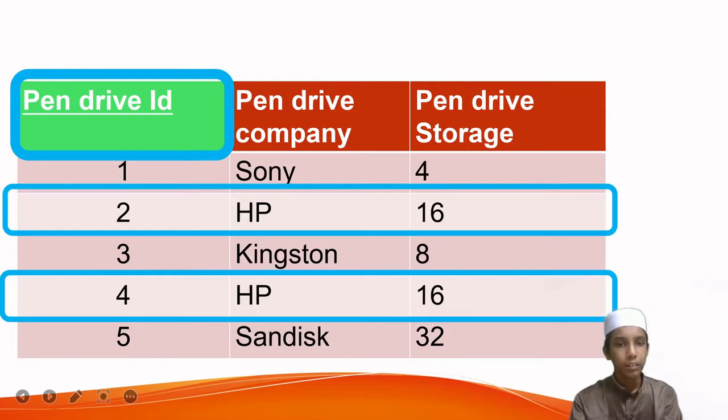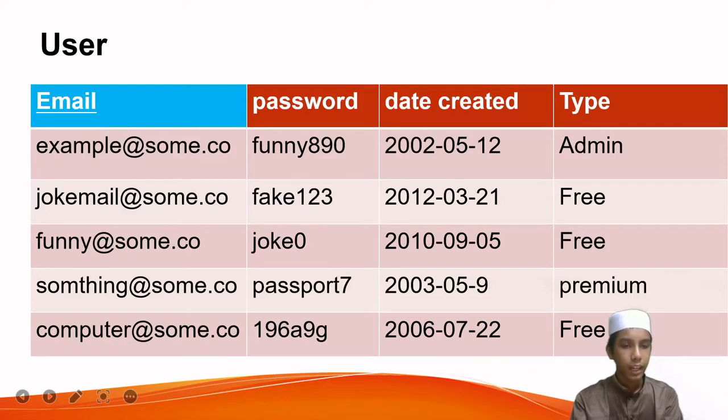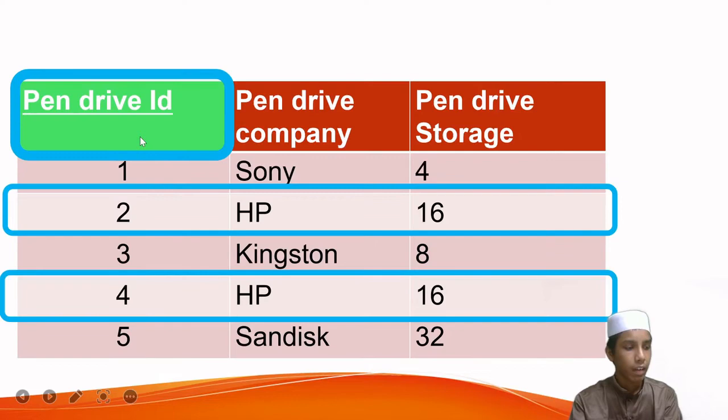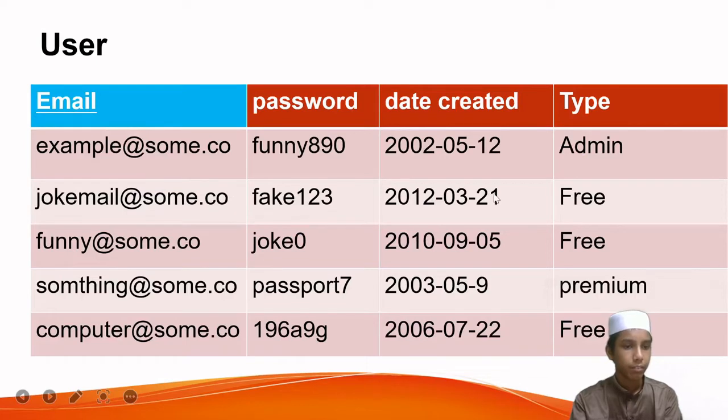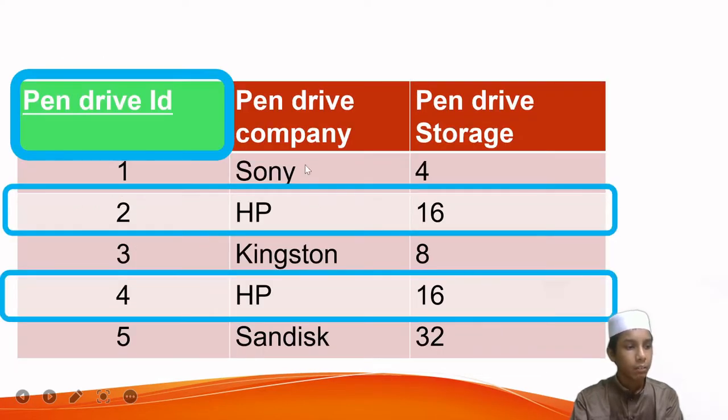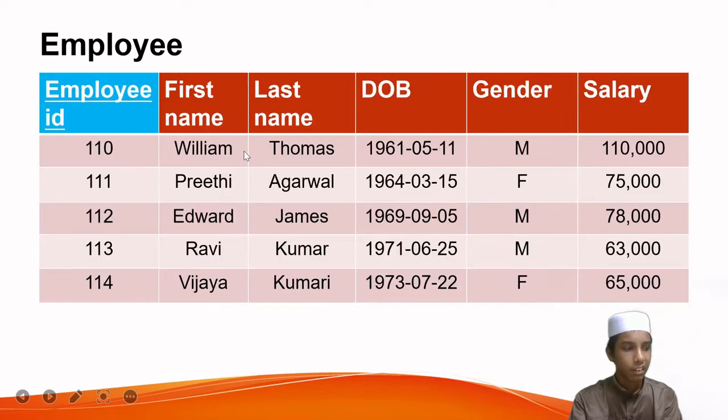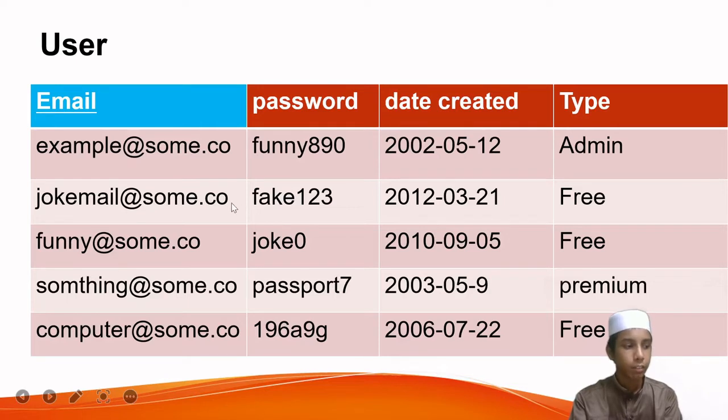Okay, so here I have another example of a table. From the time we were having the pen drive table, right? So now we have a user table. Here this email is going to be the primary key. So just like that pen drive table, except it's storing information about users. At that time it was storing information about the pen drive production company, the limit storage of the pen drive, and the pen drive ID. But here it is storing the information about the users.